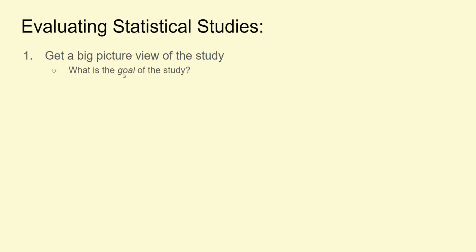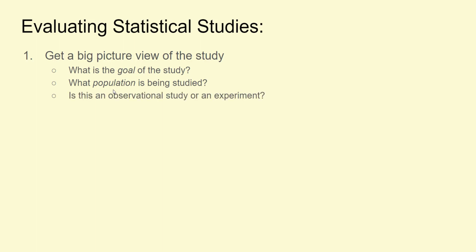When evaluating a statistical study, it is important to get a big picture view of the study. Identify the goal of the study, as well as the population. Determine whether this was an observational study or an experiment. In an experiment, we do look for a control group and a treatment group. An observational study is sometimes used when it is not possible to have an experiment.